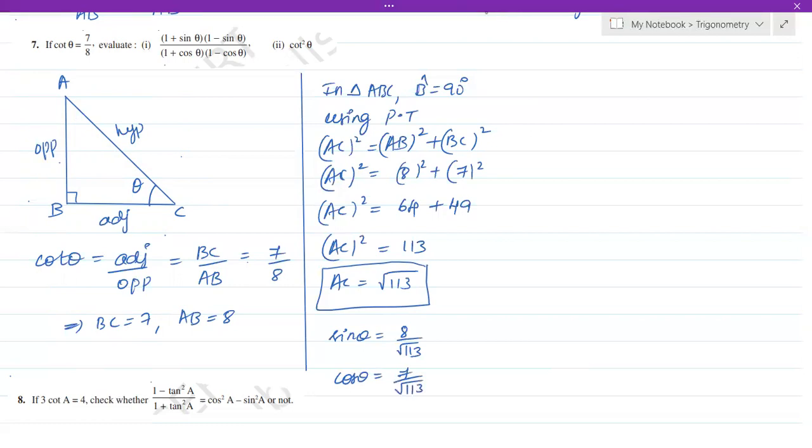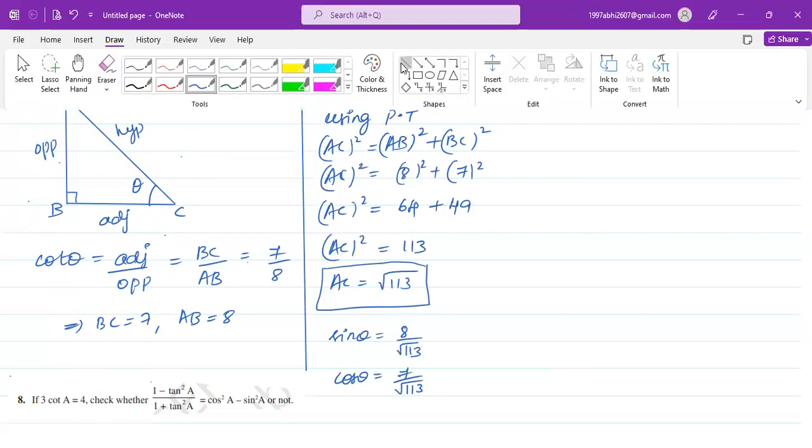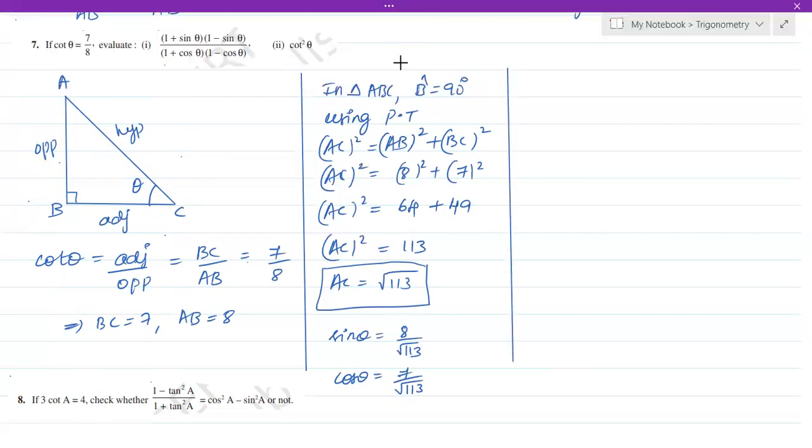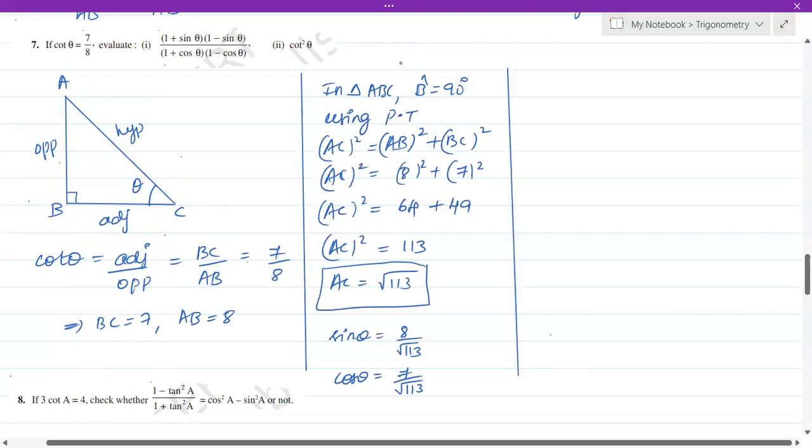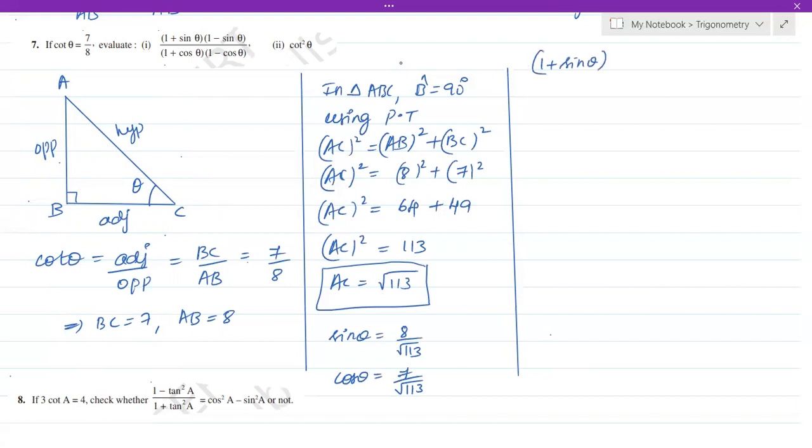Okay, now let's find the value of the first sub question. What we have to evaluate is (1 plus sine theta) into (1 minus sine theta) divided by (1 plus cos theta) into (1 minus cos theta). Now if you observe, the numerator is like a plus b into a minus b, where a is 1 and b is sine theta. So a plus b into a minus b is a square minus b square. Okay, sine theta the whole square.